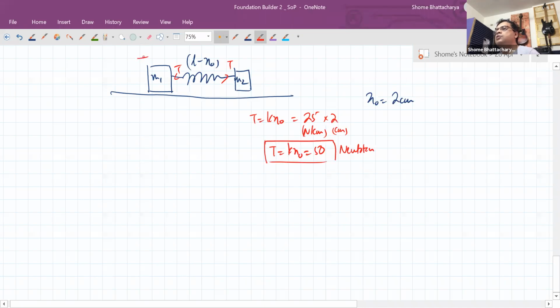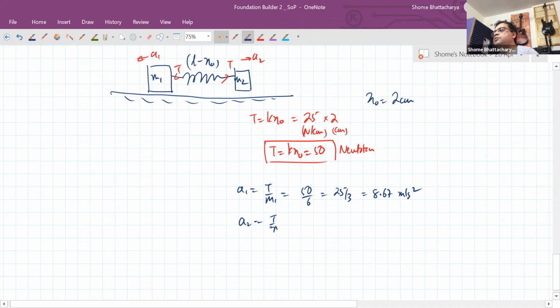So they will have an individual acceleration in this direction and in this direction, which will be equal to how much? A1 will be equal to T upon M1. So that will be 50 by 6 or 25 by 3 or 8.67 meters per second square. Whereas A2 will be T by M2 or 50 by 3. So that will be 8.33.